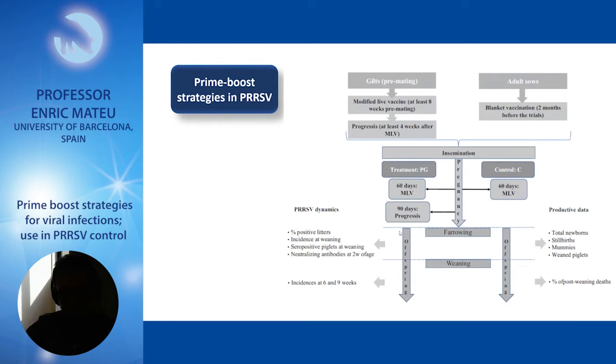We examined the PRRS dynamics in the farm in terms of proportion of positive litters, incidence at weaning, seropositive piglets at weaning, and neutralizing antibodies at different ages, and then the incidence until the end of the nursery period. For the productive data, we recorded the total newborns and the proportion of stillbirths, mummies, weaned piglets, and deaths after weaning.